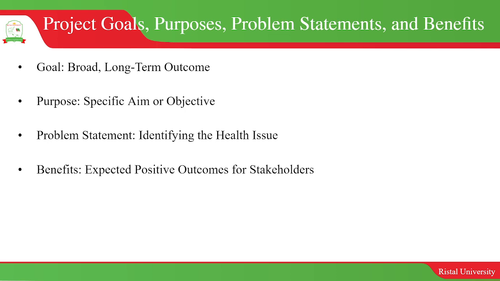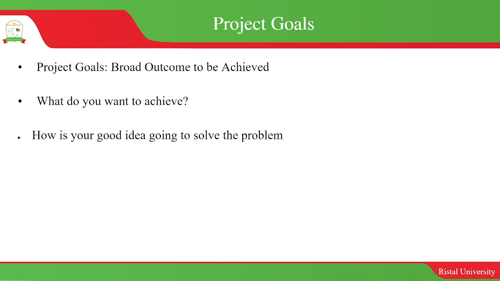So you need to get the difference between project goals, project objectives, purpose, problem statement, and the benefits. Usually the goal is broad and is a long-term outcome, whereas the purpose can also be called the specific aim or the objective. And then the problem statement is basically expounding on the health problem that is actually being solved. And then the benefit is what will happen after the implementation of the project. So we are going to look at each of these and how to actually formulate them, because it's very, very important.